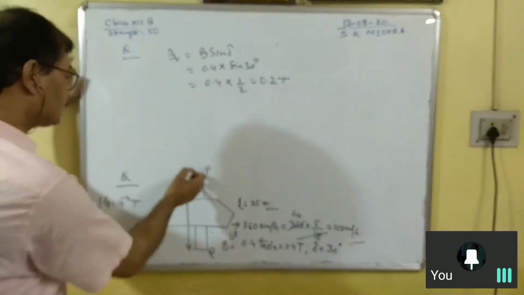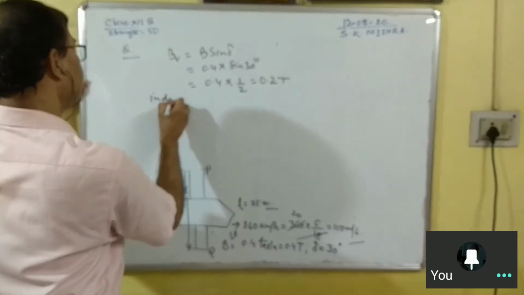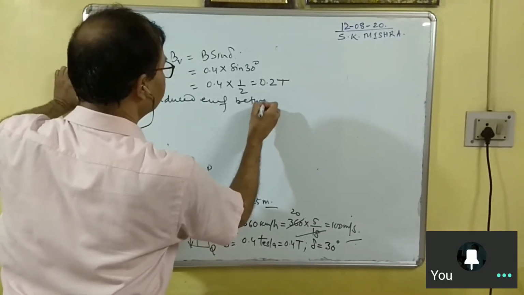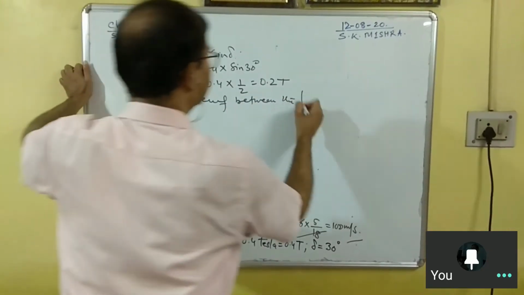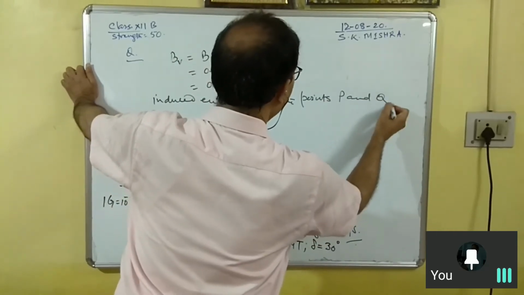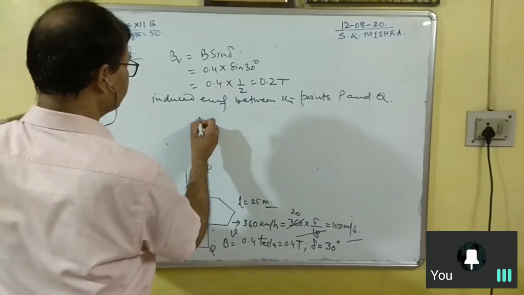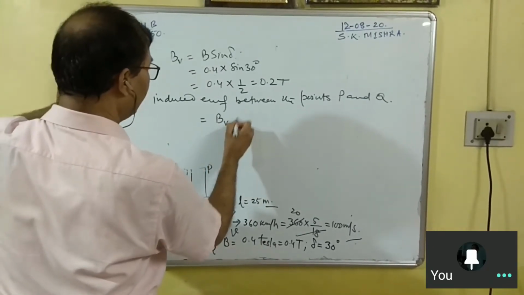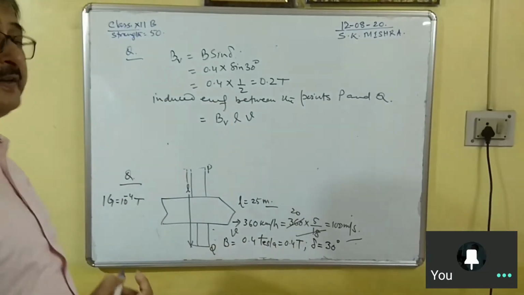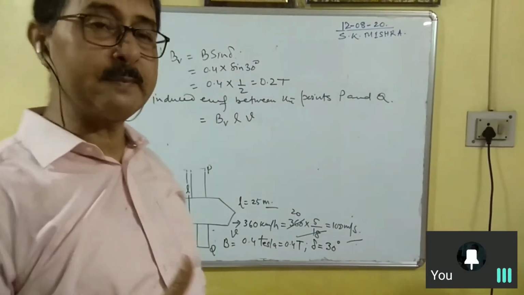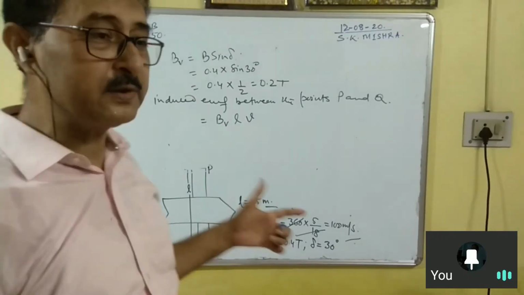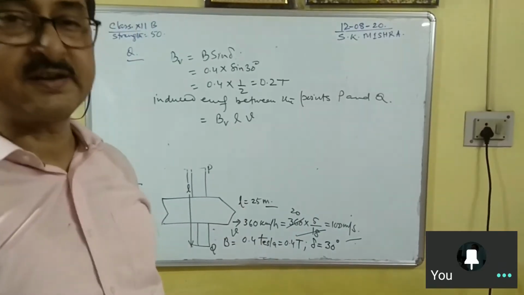And then the induced EMF between the points P and Q, that is the end points of the wings, is equal to BV L V. BV is the vertical component of magnetic field, L is the span of the wing, and V is the velocity, speed.